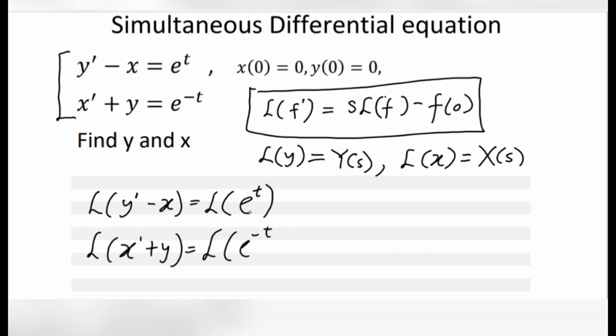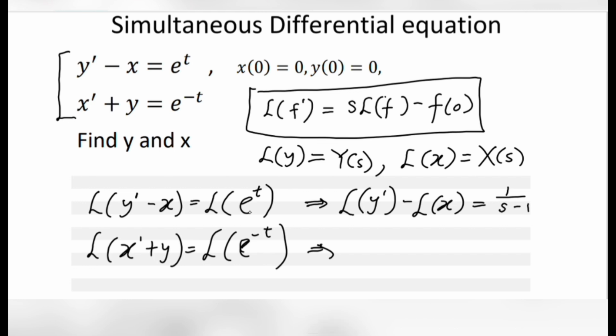of e^(-t). And this will give us, by linearity, the Laplace transform of y prime minus the Laplace transform of x. Simply, the Laplace transform of e^t is 1 over s minus 1. And the second part, by linearity, the Laplace transform of the derivative of x plus the Laplace transform of y, this will give us 1 over s plus 1.